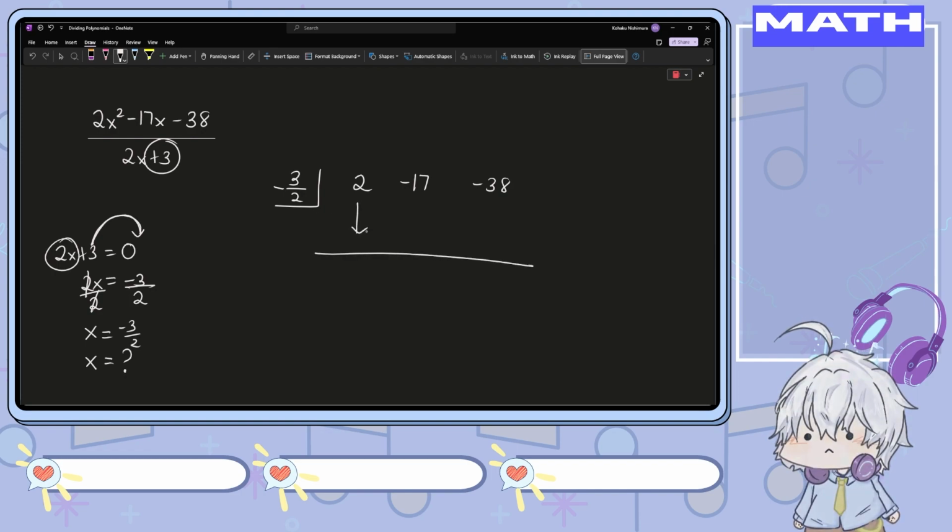Doing so, first, let's drop off 2. 2 times negative 3 over 2 is negative 3. And if we add that, that will become negative 20. Negative 20 times negative 3 over 2 is going to be positive 30 in this case. And if we add that, negative 8. Thus we convert this, since this is x squared, this is going to be x, constant, remainder. 2x minus 20 plus negative 8 all over 2x plus 3.